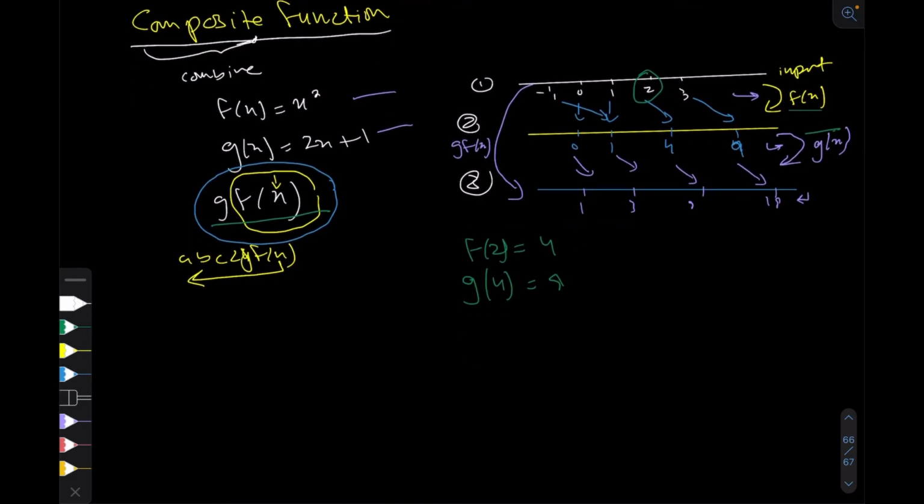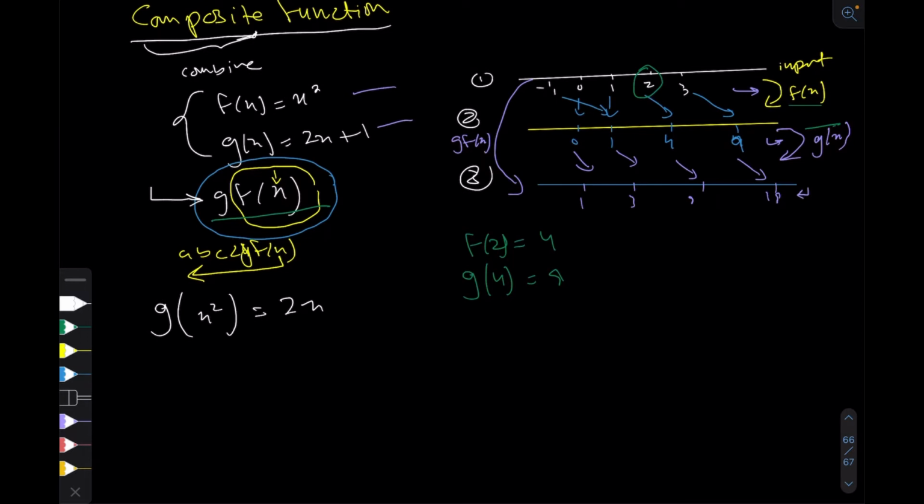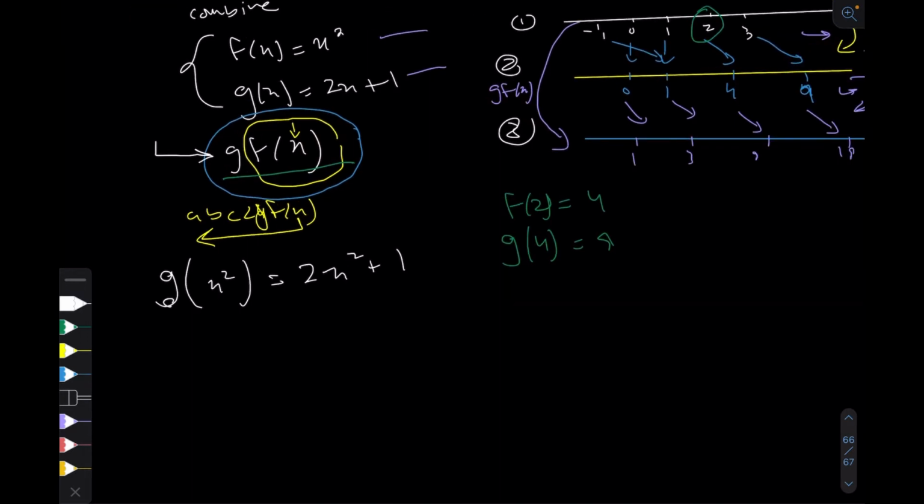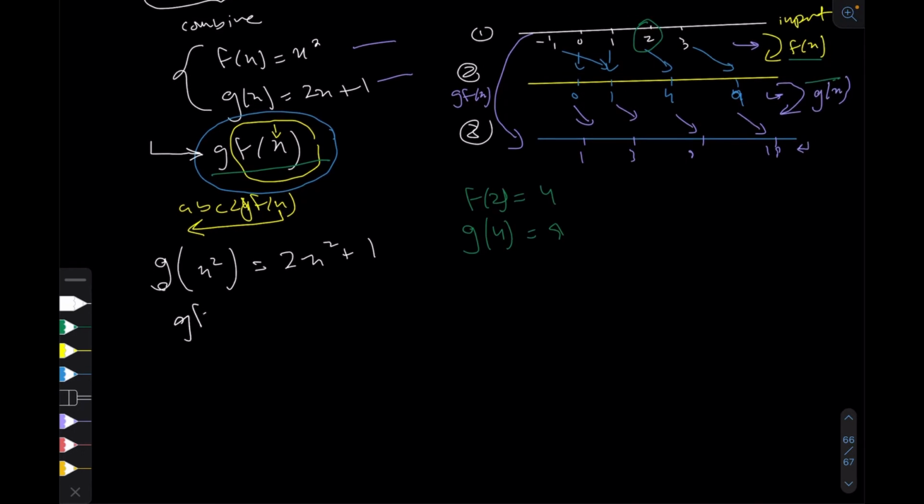So first of all, if you've been given these two functions, they can of course ask you to find out g f of x. And the way you do it is that you plug in f into g, right? So the function f is x squared, so you plug in x squared instead of x. Wherever in the function g of x you see x, you replace it with an x squared. So this becomes 2x squared plus 1. Right. So g f of x is actually 2x squared plus 1.